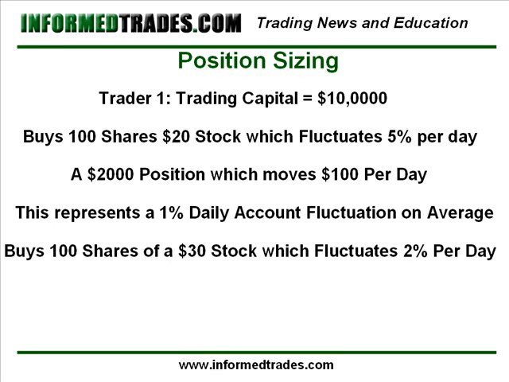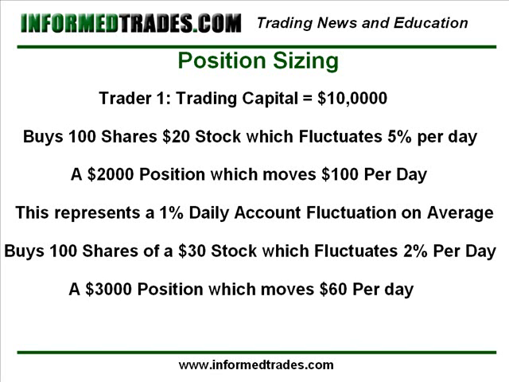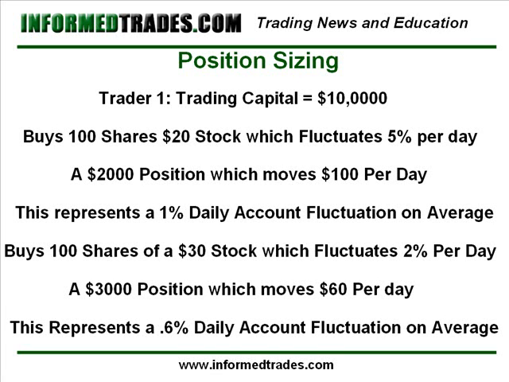Okay, now let's say the same trader buys 100 shares of a $30 stock, which fluctuates 2% per day. This is a $3,000 position, so a bigger position, but a position that only moves $60 per day in relation to the smaller position that the trader took with the first stock. Because of the greater volatility with that stock, 5% versus 2% here, he's moving $100 on average of his account based on that first stock, and only $60 on average based on the second stock. Okay, so you can see here that this only represents a 0.6% daily account fluctuation on average. So between these two stocks, you've got a 1.6% daily account fluctuation on average, but the first stock accounts for a much larger percentage of that 1.6% daily fluctuation.